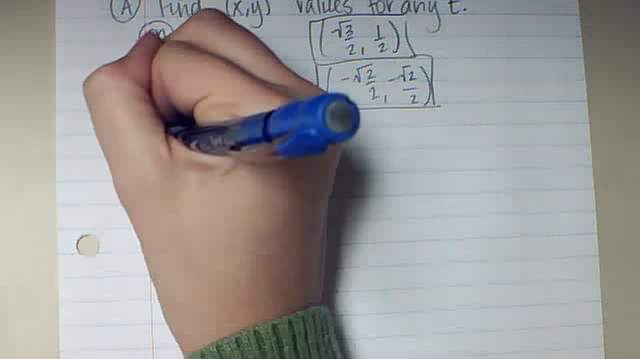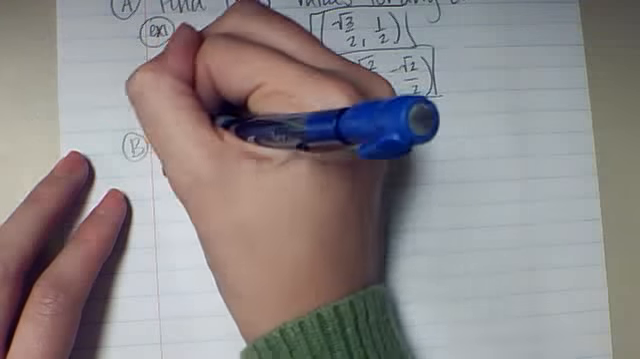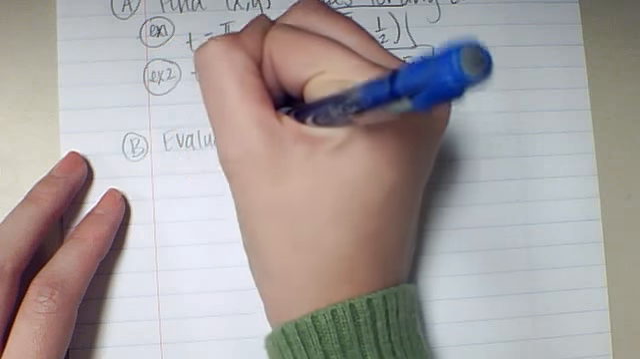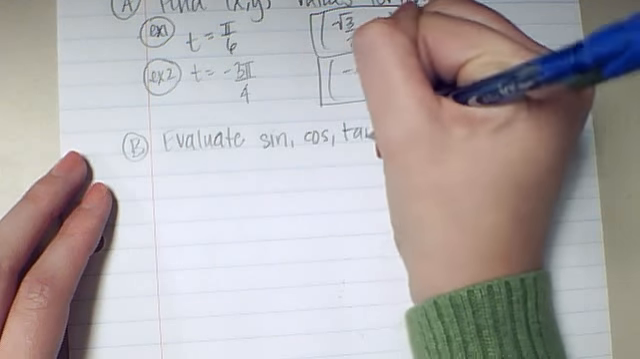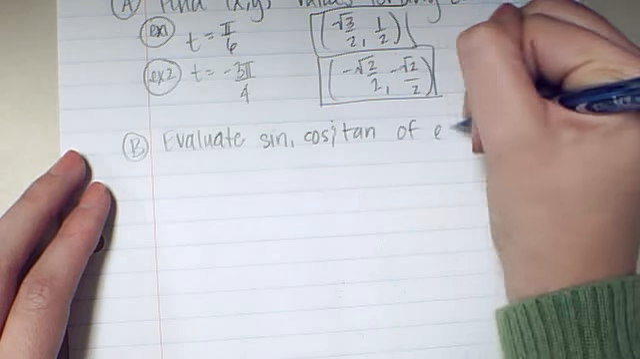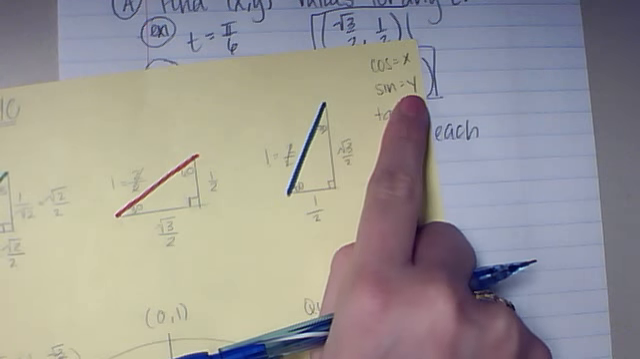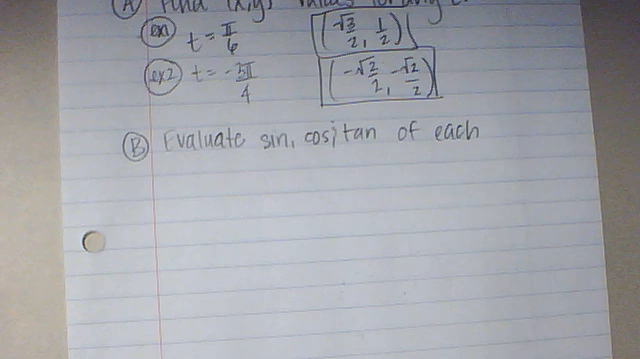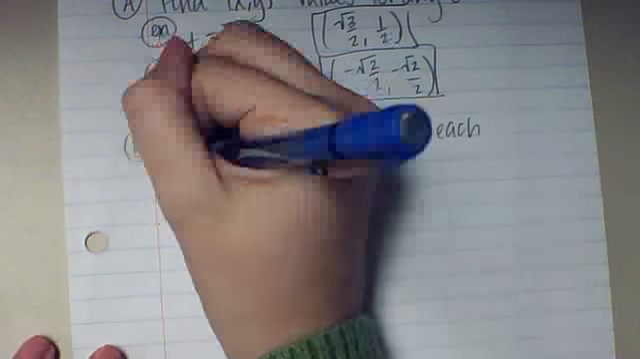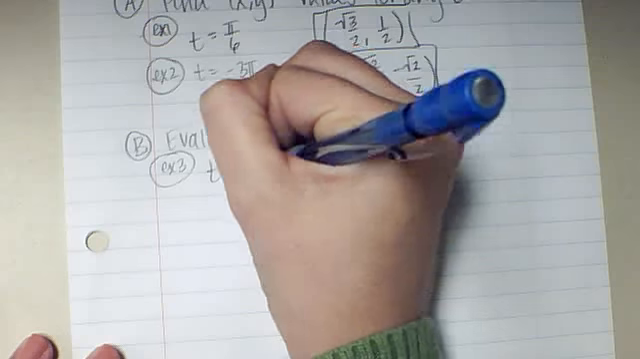Section B, that's just reading it right off the unit circle, is to evaluate the sine, cosine, and tangent of each. So this is an important fact. Be sure to add this to your unit circle. The cosine is always the x value, the sine is always the y value, and the tangent is y over x. So if I say, example 3, at t equals pi over 4.